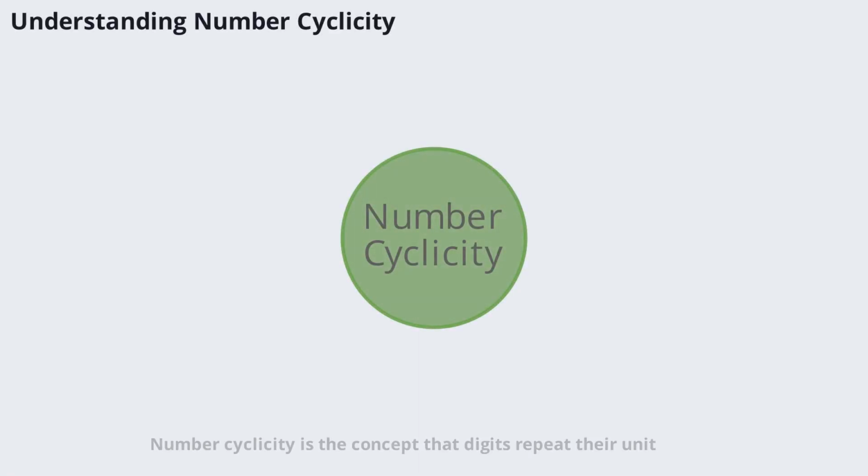Number cyclicity is the concept that digits repeat their unit digit in a specific cycle when raised to increasing powers. For example, 2, 3, 7, and 8 have a cycle length of 4, while 4 and 9 have a cycle length of 2.